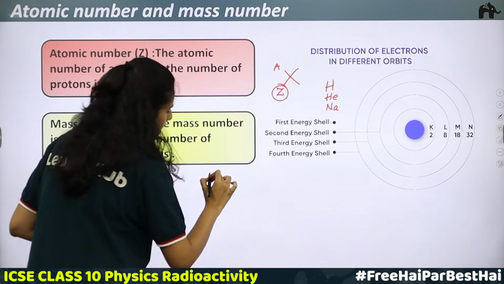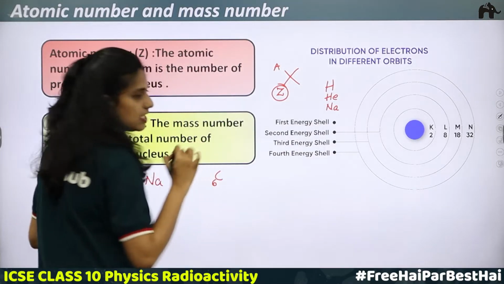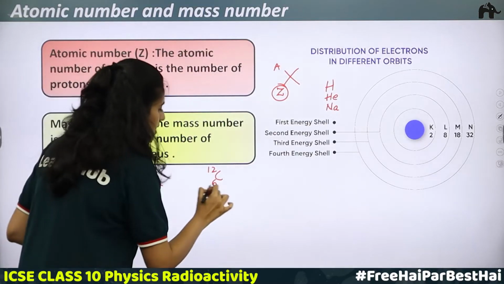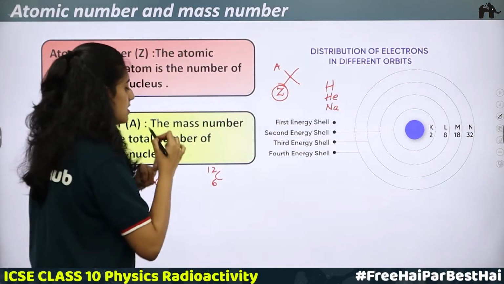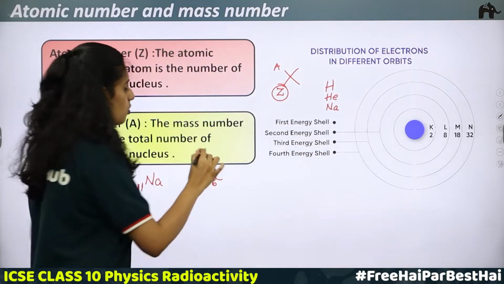Now, if you have another atom, for example carbon, the atomic number is 6 and the mass number is 12. What does it mean? 6 is the number of protons, 6 is the number of electrons, and also 6 is the atomic number. What is 12?